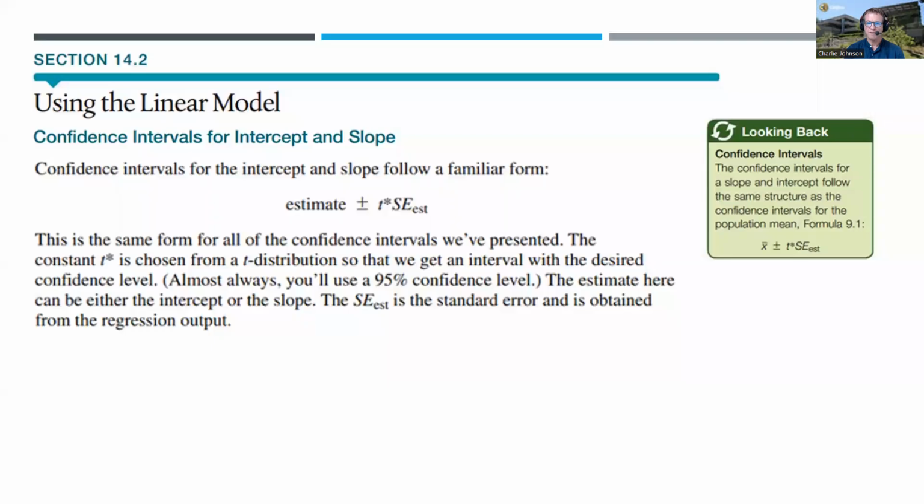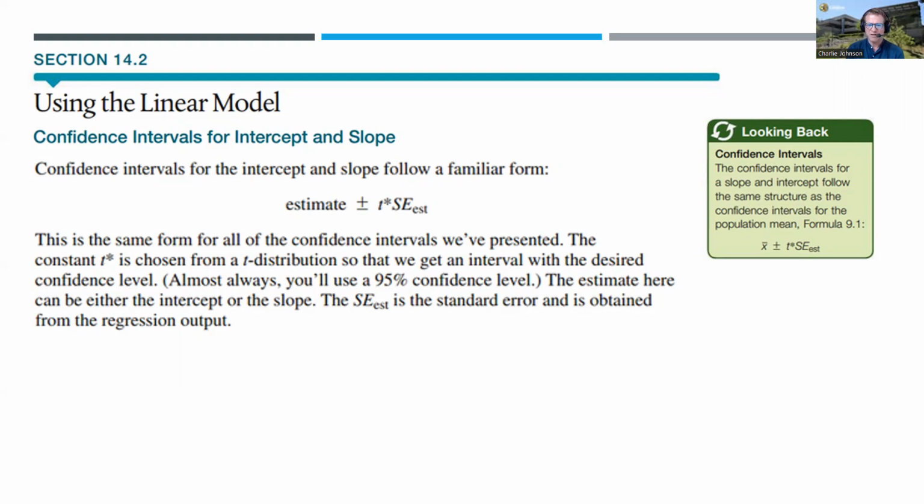Confidence intervals for the intercept and slope follow a familiar form: the estimate plus or minus t star times the standard error of the estimate. We've seen this before. The confidence intervals for a slope and intercept follow the same structure as the confidence interval for a population mean, formula 9.1: we used x bar as our estimate, plus or minus t star times the standard error estimate. This is the same form for all of the confidence intervals we presented.